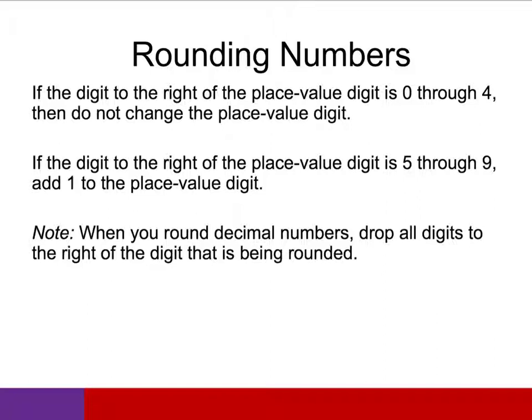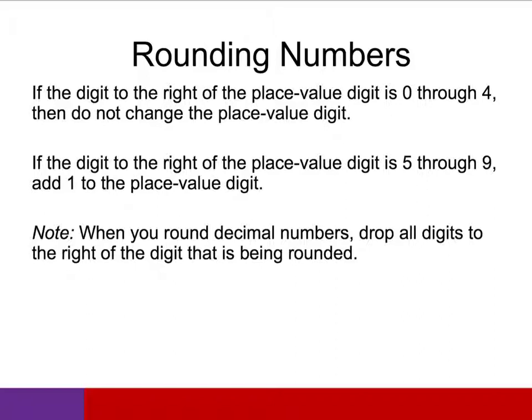Next, if the digit to the right of it is a digit 0 through 4, so 0, 1, 2, 3, or 4, do not change it. If the digit to the right of it is a 5 through 9, so 5, 6, 7, 8, or 9, add 1 to it. So we bump it up by 1.